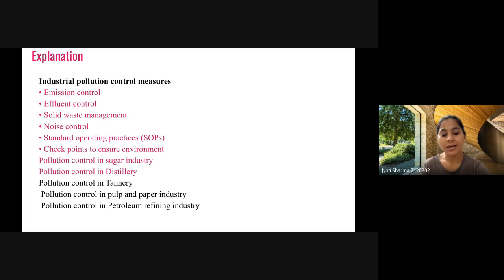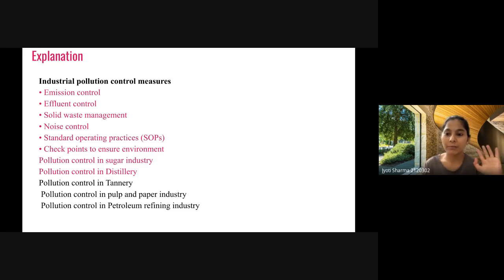Okay, so we have covered different checkpoints, then pollution control in the sugar industry and pollution control in distilleries. Now we have three more industries. Pollution control in tannery: most of the questions will be based on tannery only, and very few questions, I think 5 to 10 maximum, will be on pulp and paper and petroleum refinery.